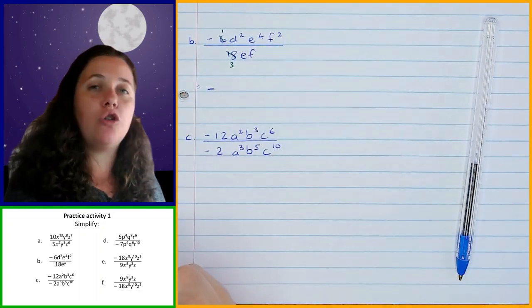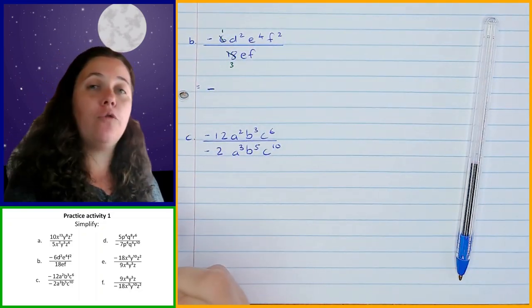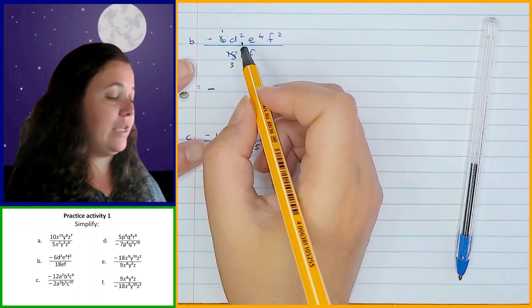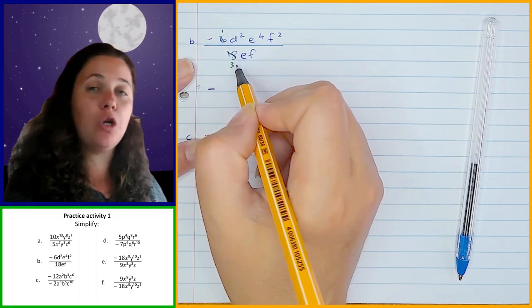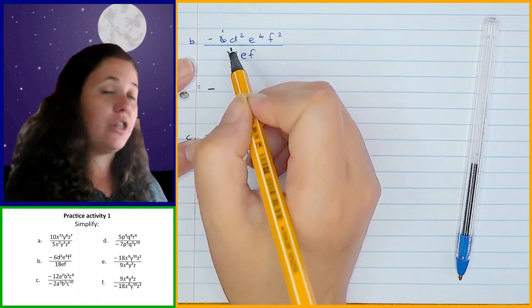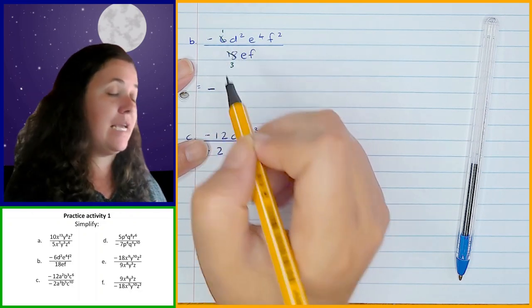Now I'm going to go on to my variables. So I'm going to start off with my d's. Okay, so over here I've got d squared at the top, and I don't have any d's at the bottom. So nothing is going to happen to it. It is going to stay as it is.